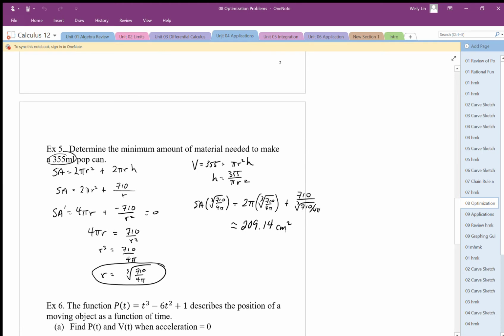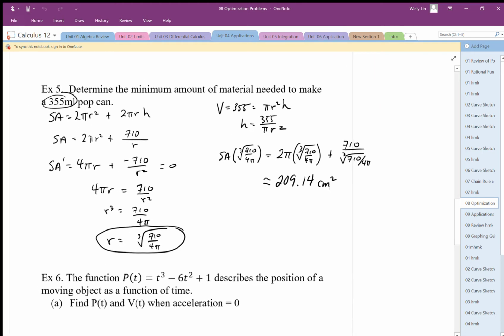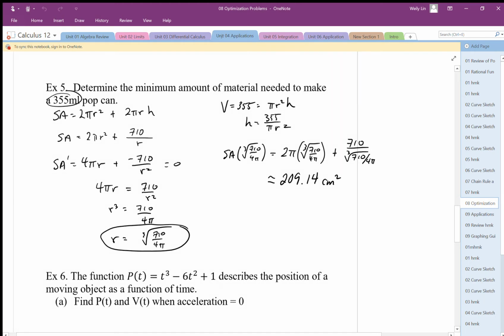Okay, so for the next one, this is a minimization problem. I have a pop can and I want to use the least amount of material to make a 355 milliliter cylindrical pop can. If I'm going to minimize the material, that is the surface area. So I want to minimize the surface area.